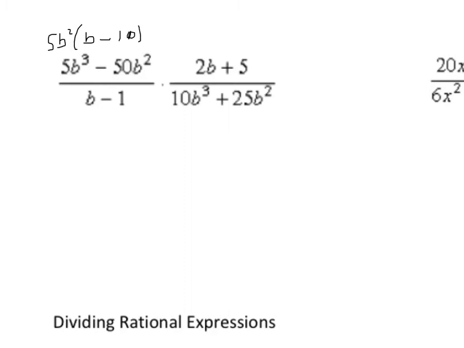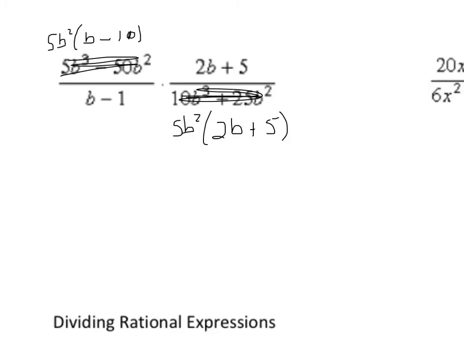The bottom one's b minus 1, that's okay. Next one's 2b plus 5, that's okay. Next, the denominator, however, has a 5b squared that can go into both those terms. If I factor that out, I get 2b plus 5. So we've replaced that and that. Now we can cancel vertically and diagonally.